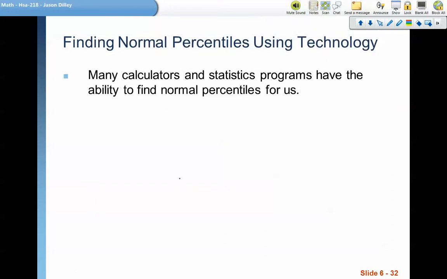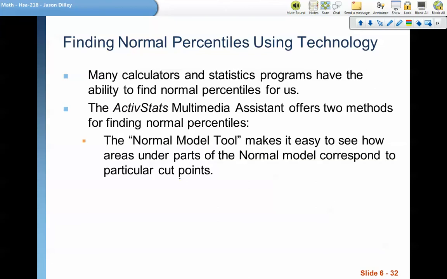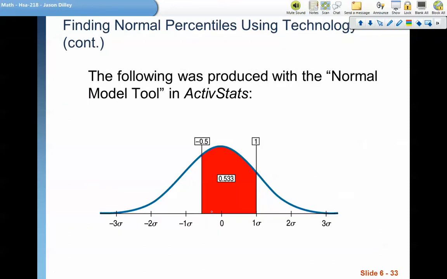So using technology, there's a couple of different commands that you can use. This Active Stats Media Assistant, there's a normal model tool that you can use. If you're using a TI calculator, there's a command called NormalCDF, which is what we're going to be looking at, and we'll do it within the example that we're going to do. This is a TI-84 and a TI-83. They have the same kind of commands on other types of calculators, but again, I'm going to focus on the TI calculators since that is the most common one.